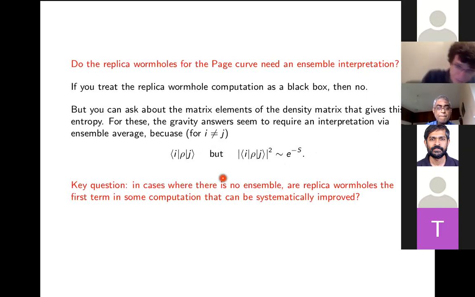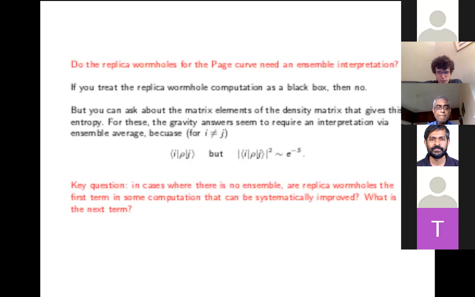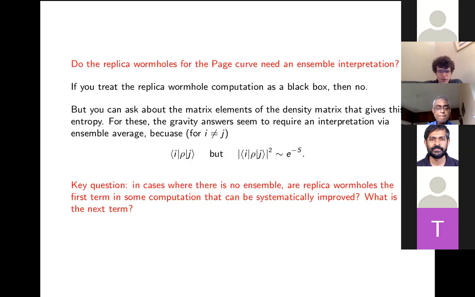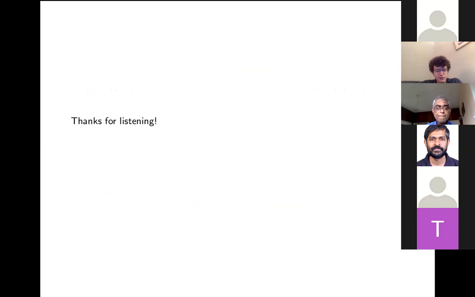So the question I'll end with is the following. In cases where there's no ensemble, like in the boundary dual to N=4 super Yang-Mills, we're sort of left wondering, are the replica wormholes the first term in some computation that can be systematically improved? Or are they not? And if they are, then what is the next term? Okay, thank you. That's the end of my talk.